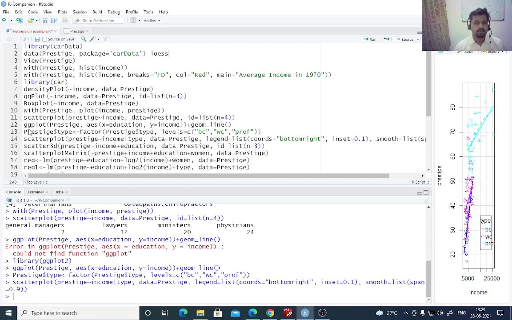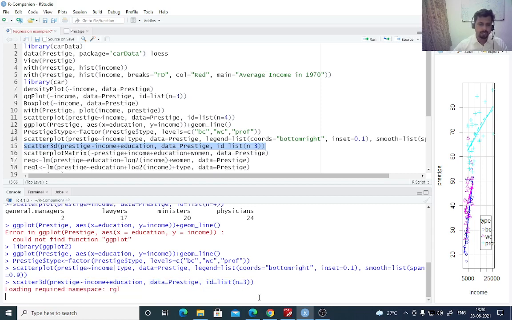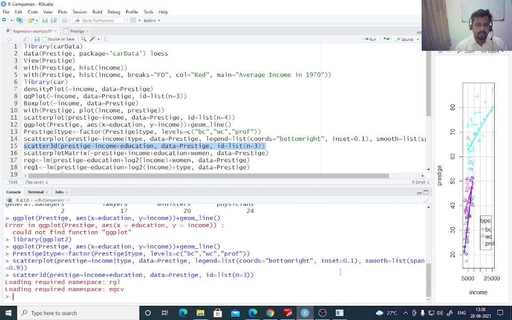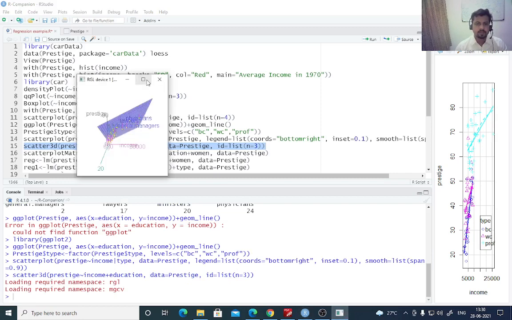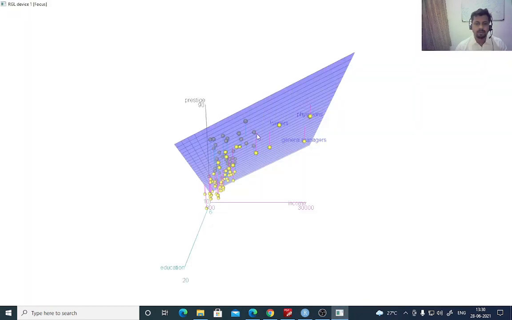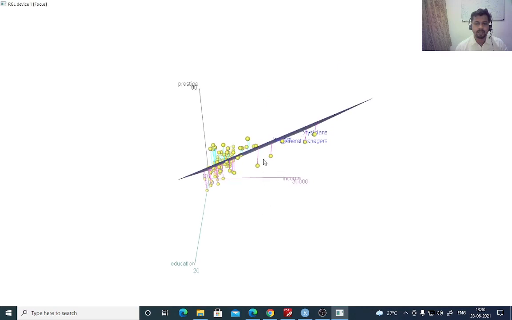So the next thing that we do is plot a three-dimensional scatter plot. For that I call this function scatter3d. Again you can see Prestige is regressed on income and education. Data is from Prestige, so this is the same lm formula that we mostly have. And this again identifies three unusual points on your regression plane. Alright, so this you can see is the graph that we generate. This is the regression plane.